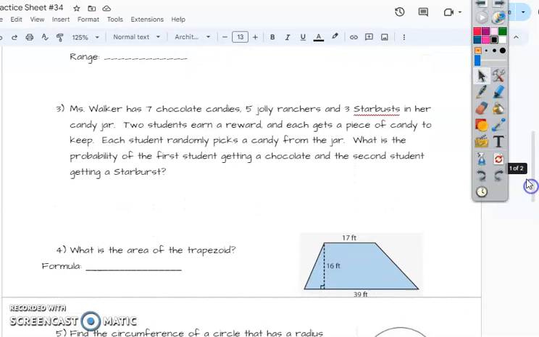Okay, number 3. Miss Walker has 7 chocolate candies, 5 Jolly Ranchers, and 3 Starbursts. Oh, I think there is missing an R there that I'm going to put in her candy jar. 2 students earn a reward and each gets a piece of candy to keep. Each student randomly picks a piece of candy from the jar. What is the probability that the first student will get a chocolate and the second student will get a Starburst?